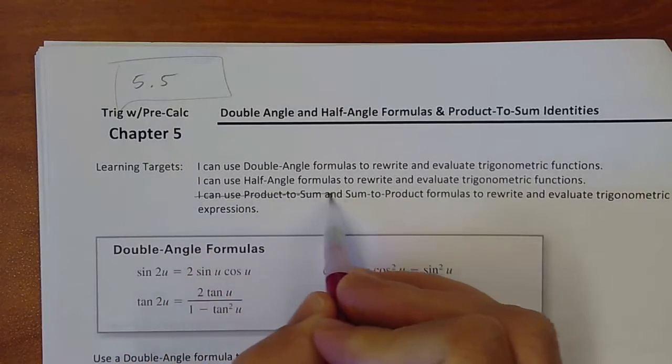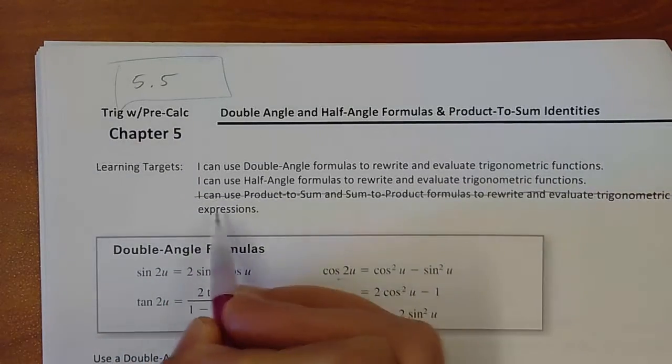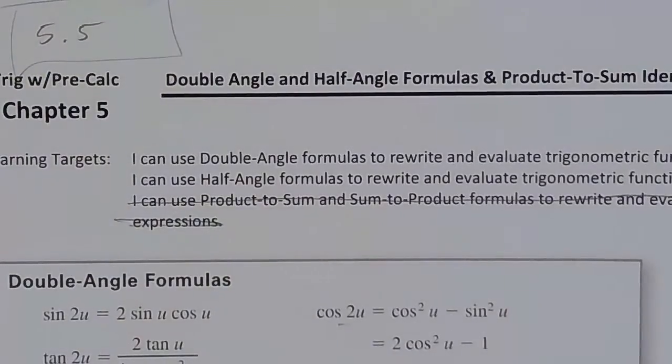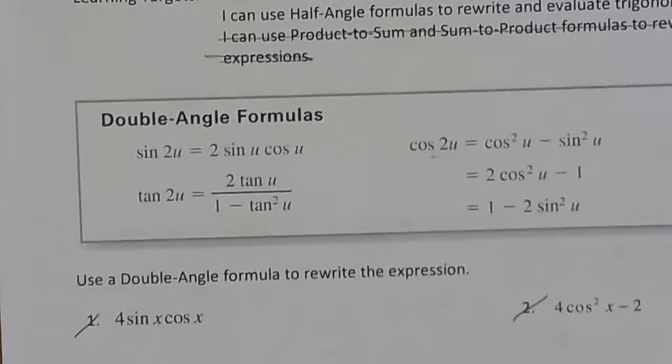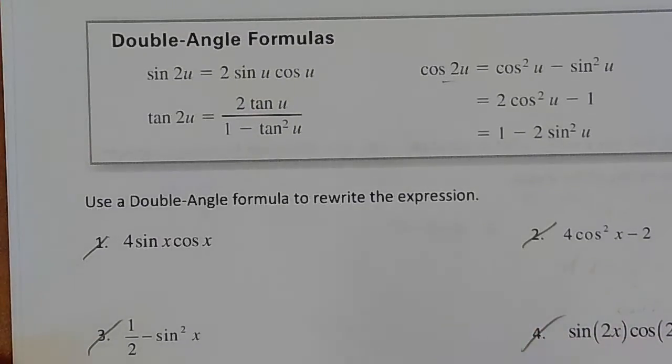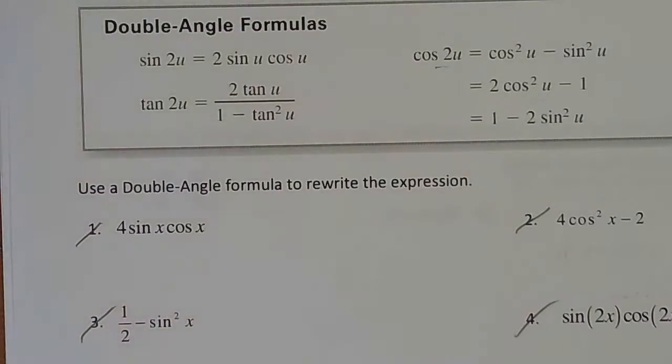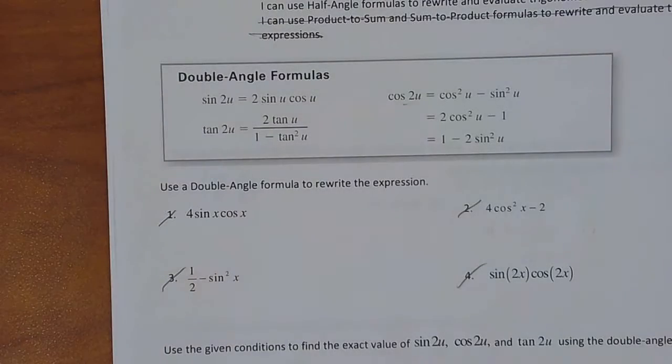We're actually not going to use product to sum and sum to product formulas. Once again, we've got to trim some fat here, and we're not going to have time, so that section is gone. These are actually kind of like identities, and we skipped identities in sections 5.1 and 5.2, so you can cross out 1 through 4. We're not going to address those problems this year either.